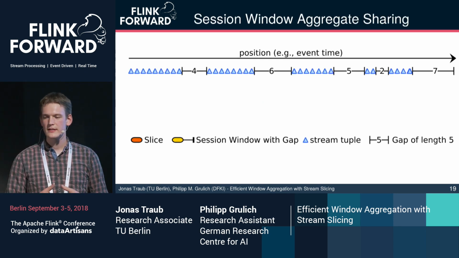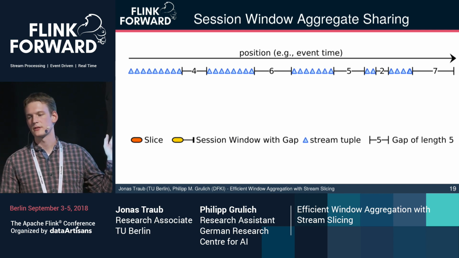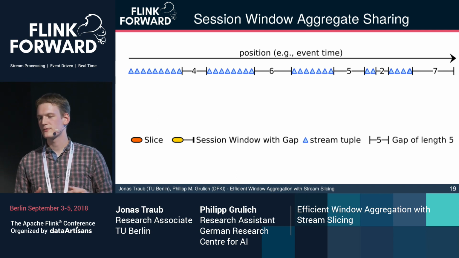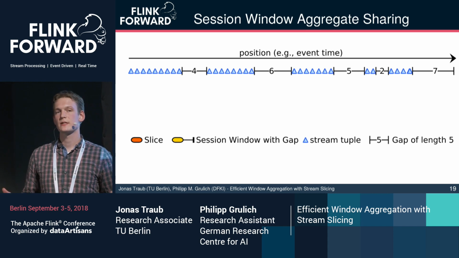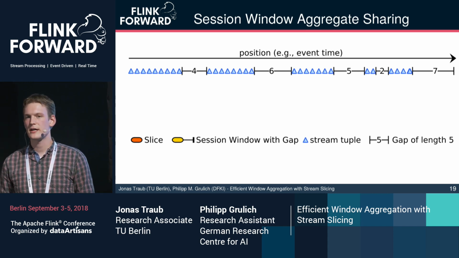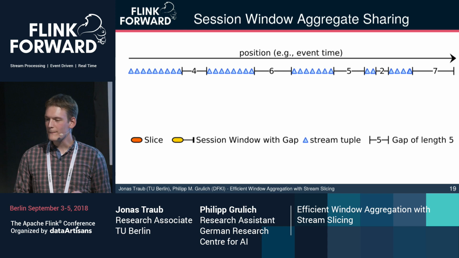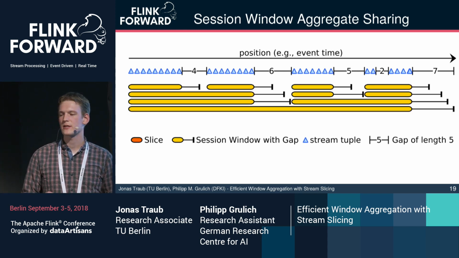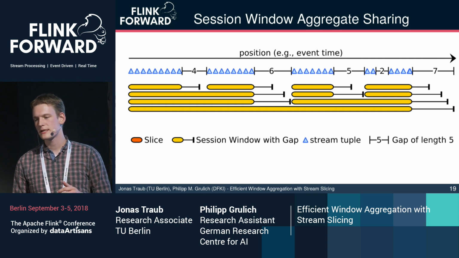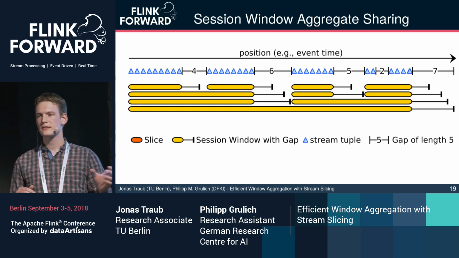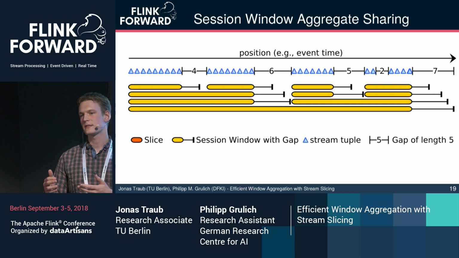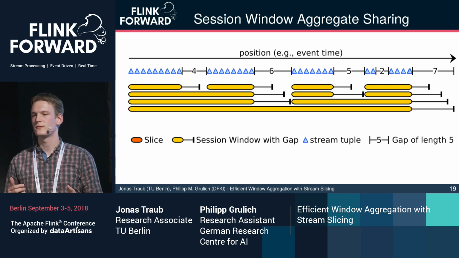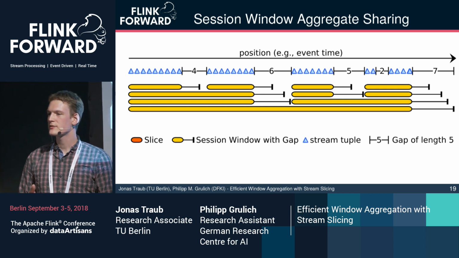So let's consider a data stream which we have depicted here on the top. We have a lot of tuples and we marked several gaps which have the lengths 4, 6, 5, 2, and 7. And now we have a set of session windows which have different gap specifications. What we can see here is that for a single session window, aggregate sharing does not make sense because session windows are non-overlapping by definition.